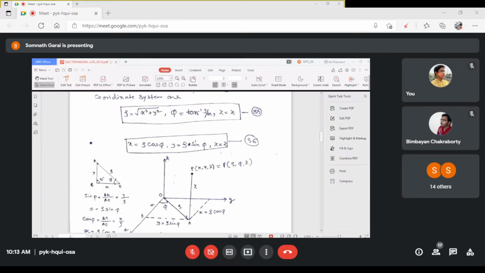Yes, solve the problem and send it to my WhatsApp number. Yes, I received one of them. One minute. I received from Otonu. Otonu Shana.